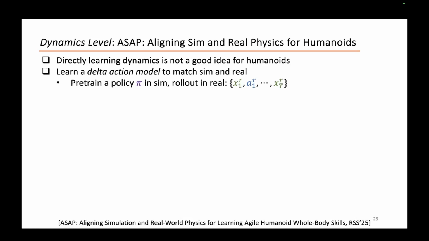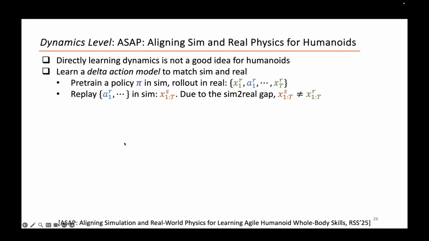So the procedure is actually very straightforward. Let me go through the procedure first. We first pre-train a policy in simulation, the policy pi simulation, and we roll out this policy in the real world to get a sequence of state X and action A, where the superscript R stands for real world. We get a trajectory in the real world.